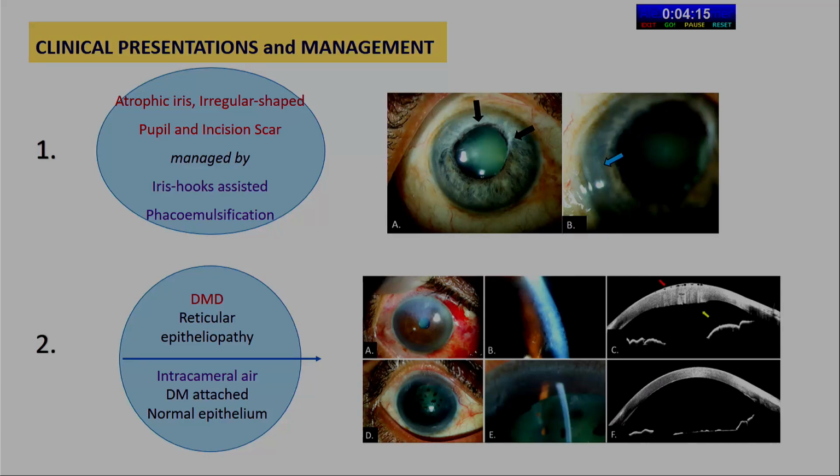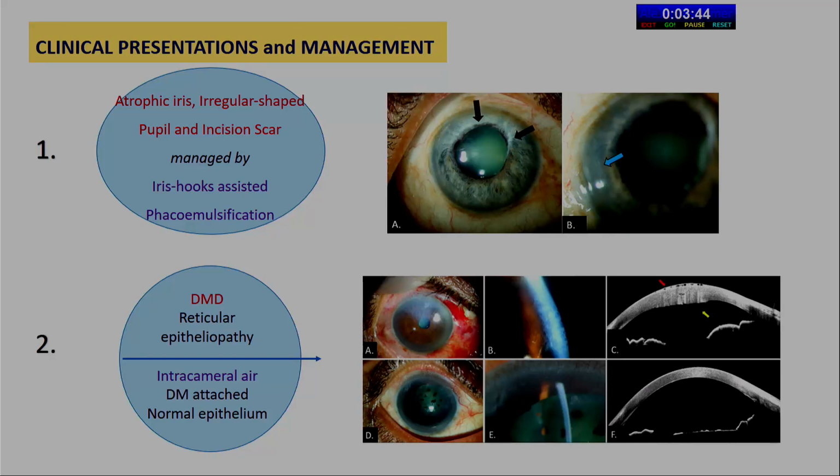Coming to the case scenarios one by one. The first case presented with an atrophic iris, as we can see here with the arrows, and the pupil was irregular, and we could appreciate that there was an incision. The surgeon had just made the incision, come out, and referred the patient to a higher center. Likely this was a case of pseudoexfoliation syndrome. This was later managed by iris hook assisted phacoemulsification with proper anti-glaucoma cover.